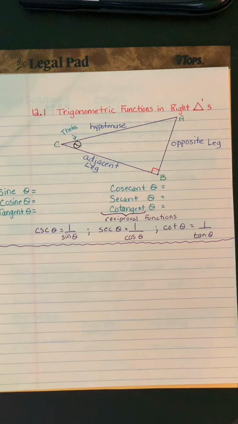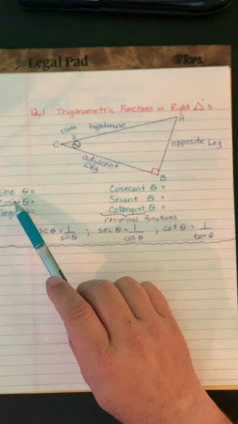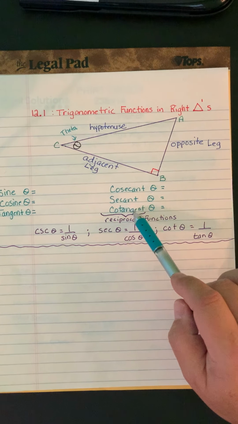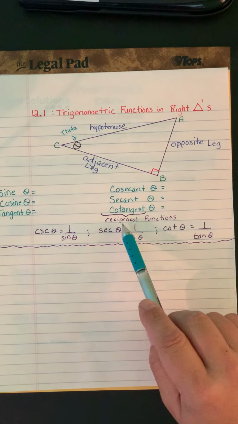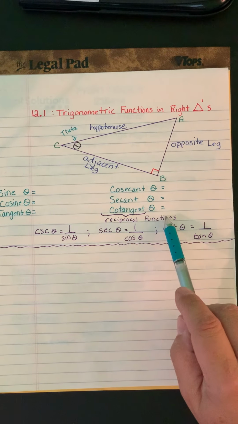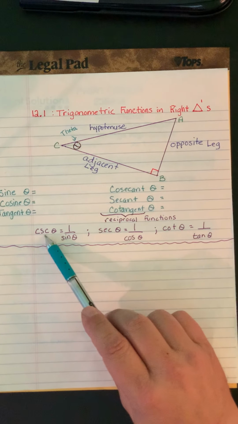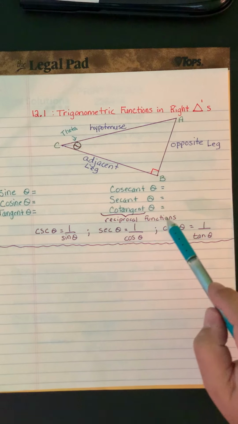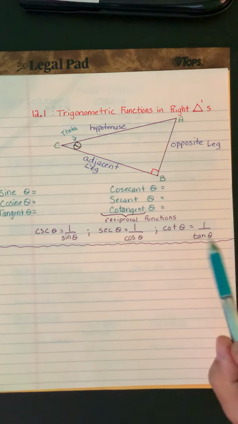We're going to look at the 6 basic functions. That's sine, cosine, tangent, cosecant, secant, and cotangent. These 3 are all reciprocal functions. They're called reciprocal functions because the cosecant is 1 over the sine, the secant is 1 over the cosine, and the cotangent is 1 over the tangent.